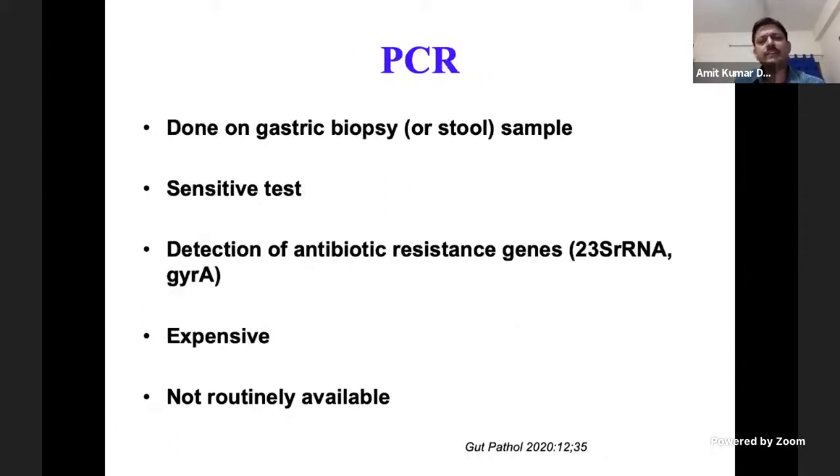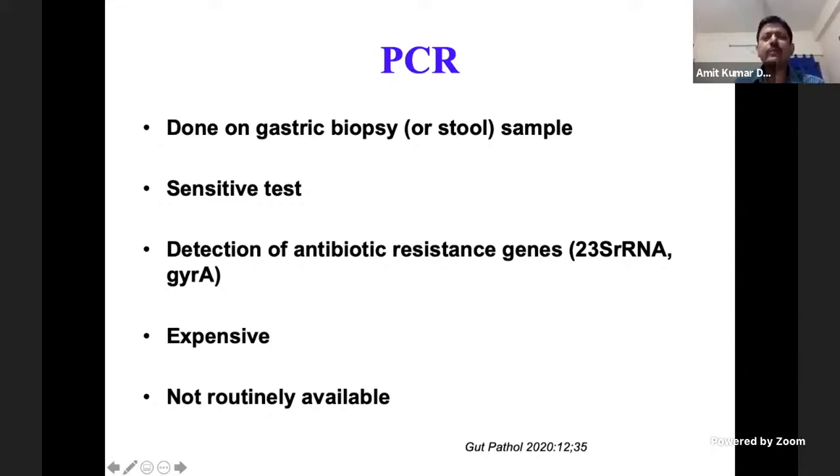Similarly, PCR can be done on a gastric biopsy specimen or even on a stool specimen. It's quite a sensitive test, and the benefit of PCR is that apart from bacterial genes, you can also detect genes for antibiotic resistance, but they are again expensive and not routinely available.